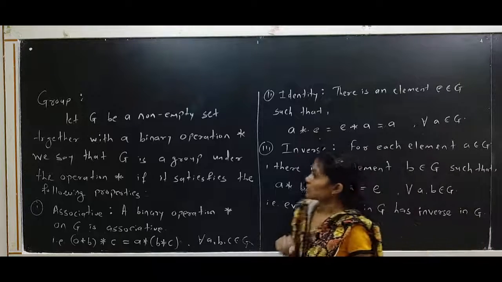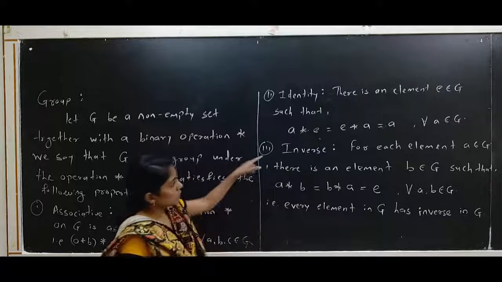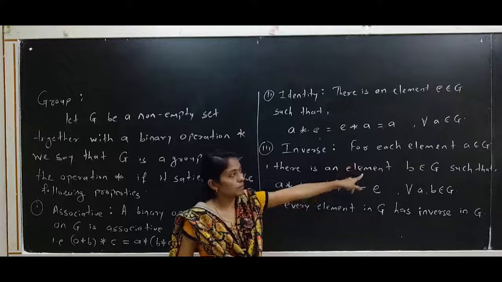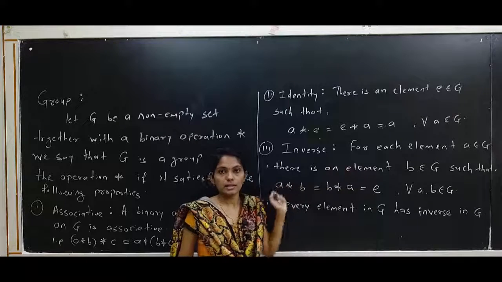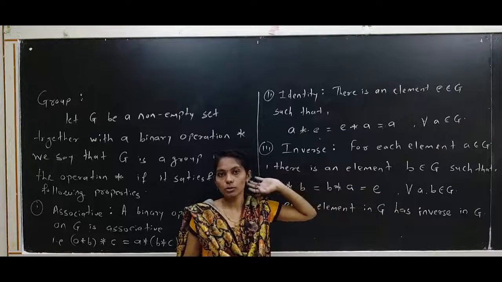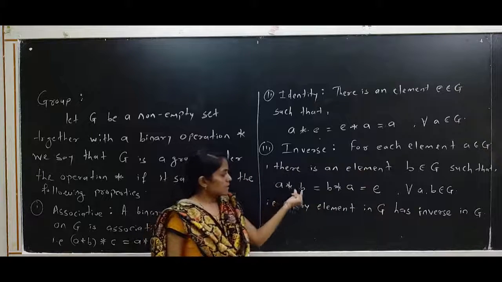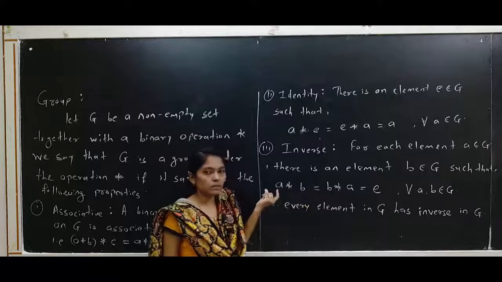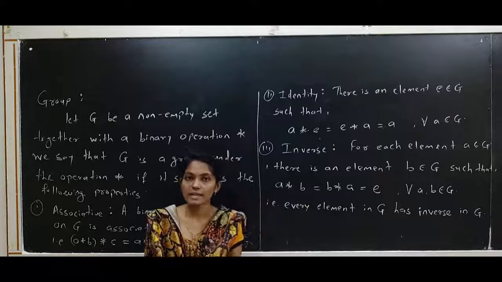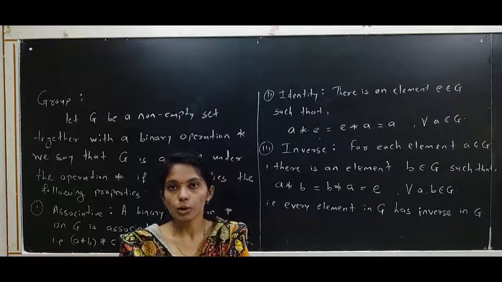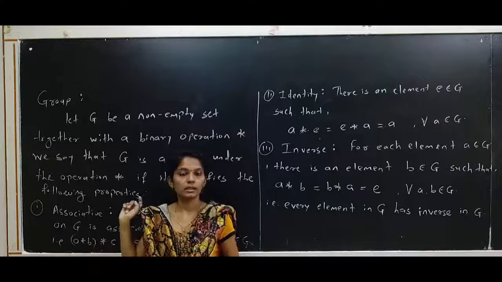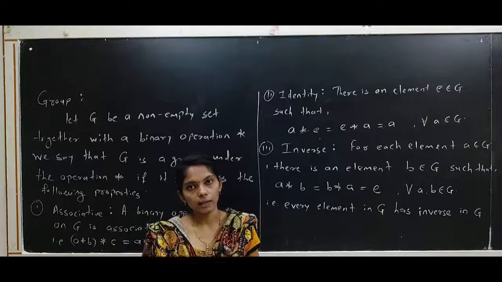Now inverse. For each element a belonging to G, there is an element b belonging to G such that a star b is equal to b star a is equal to e. That is, a is the inverse of b, and b is the inverse of a. That means every element in G has an inverse in G. Okay, so if it satisfies the following three properties, then it is a group.